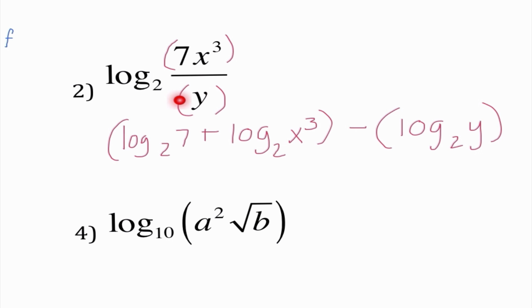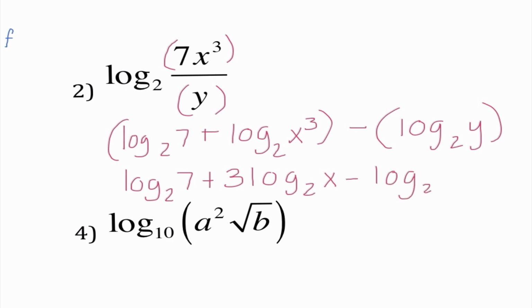Now the reason why these parentheses could become very important is because if I had more than one thing in the denominator, we would need to distribute this negative to multiple things. However, in this case, there's just one term there, so we're okay. I know I'm not done yet because I need to see, do we have any exponents that can be turned into coefficients? And we do, so my answer is going to be log base 2 of 7 plus 3 log base 2 of x minus log base 2 of y.